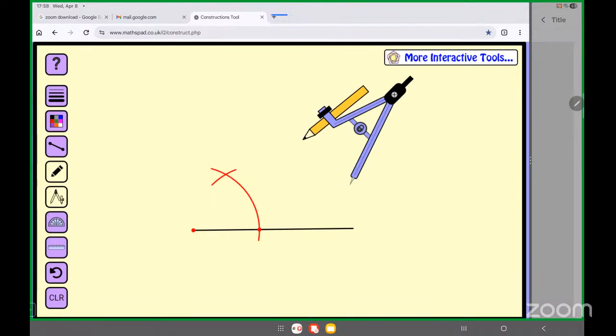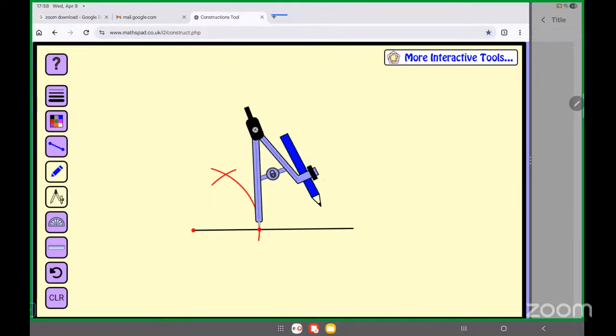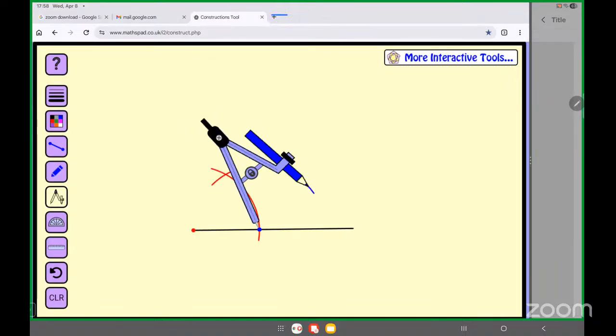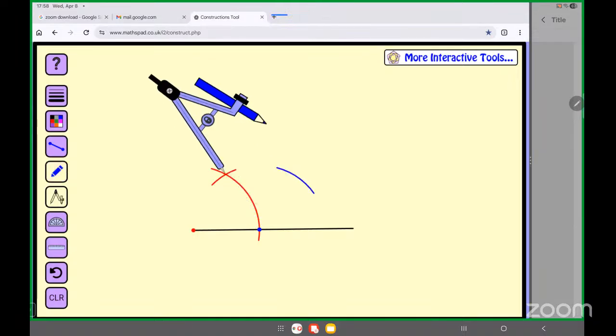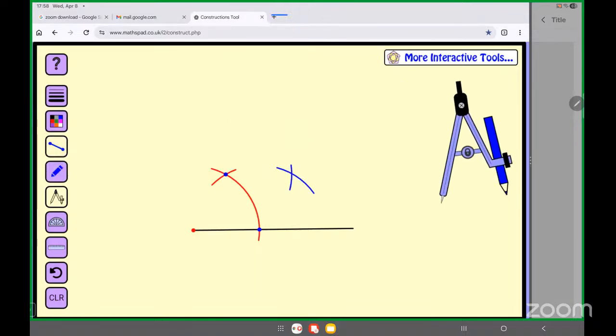So to bisect that arc, I use a different color. I'm going to come to this end, rotate around, and put an arc out here. Come to the other end of my 60-degree arc, rotate around, and cross that one. When I draw my line through here, that is now 30 degrees. That is now 30 degrees.